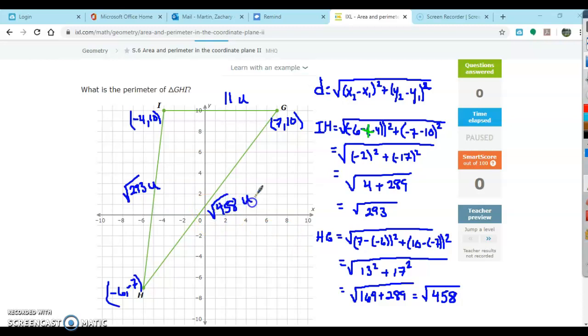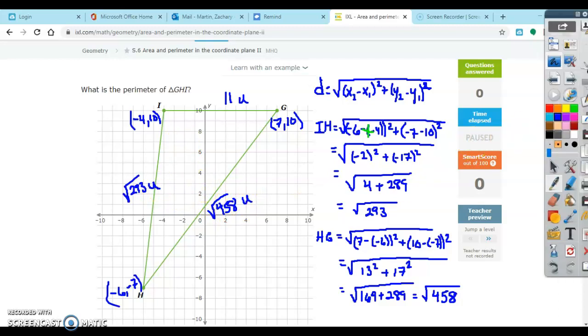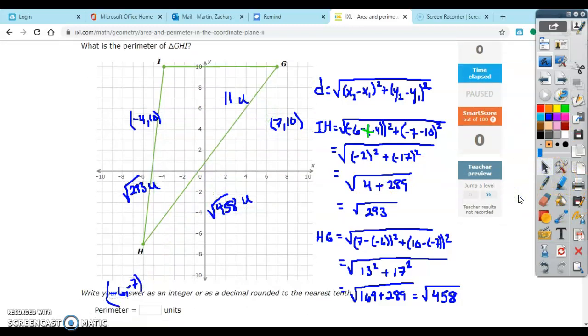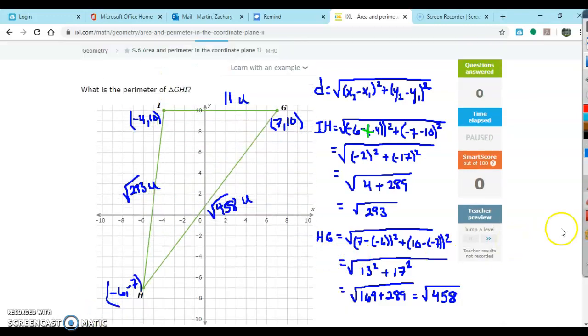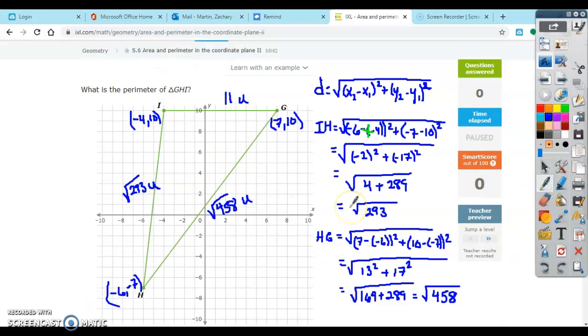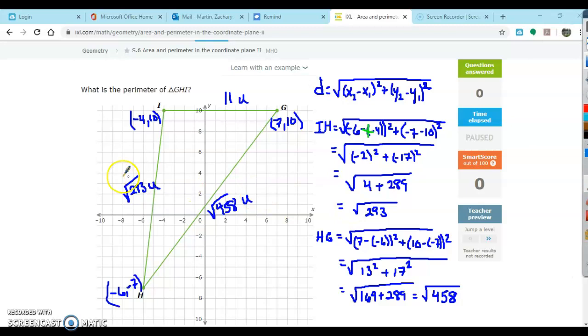Now, the reason that I'm not simplifying these radicals, if they were able to be simplified, is if you notice, I'm going to scroll down. I know it's going to move everything. But they want our answer to the nearest tenth. So if I want my perimeter rounded to the nearest tenth, really all I'm going to do is, in a calculator, add 11 plus the square root of 293 plus the square root of 458.